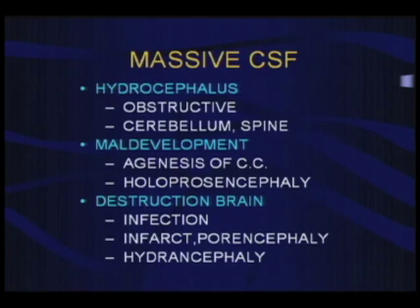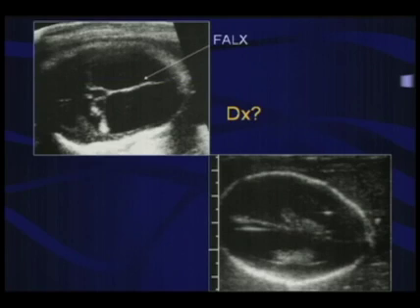If we have massive CSF collections, and it looks like there are large ventricles, you think of three things. One is a massive obstructive hydrocephalus. The other would be a lobar holoprosencephaly. The third would be hydranencephaly. Let's take a moment and separate out these three entities.